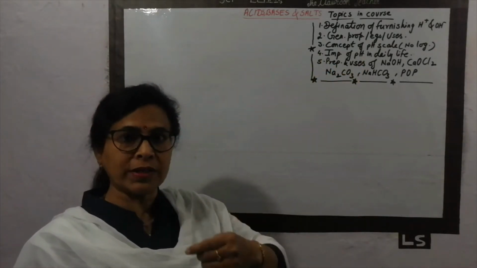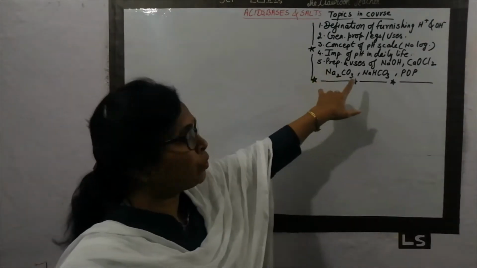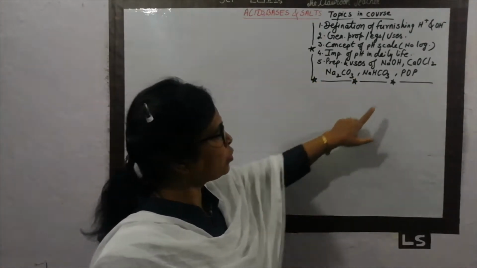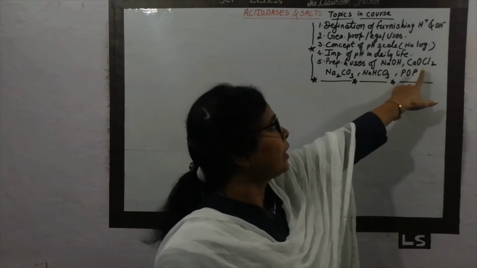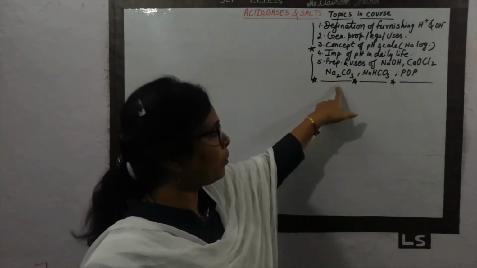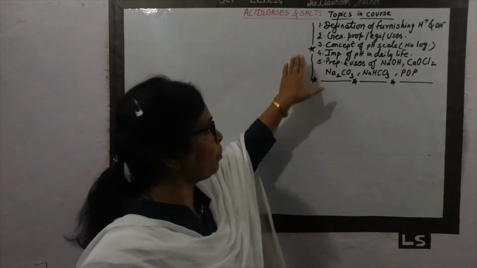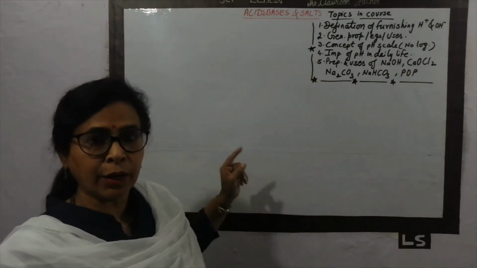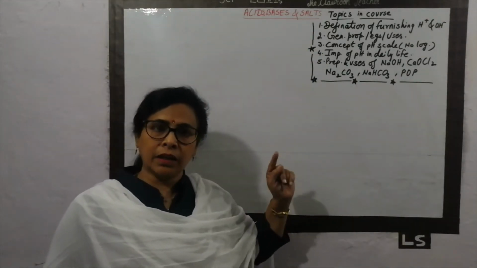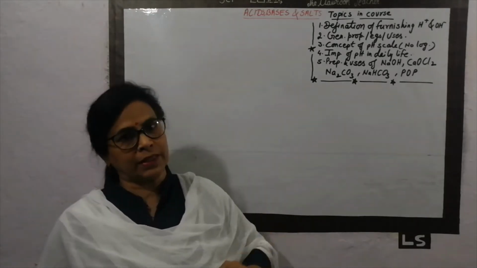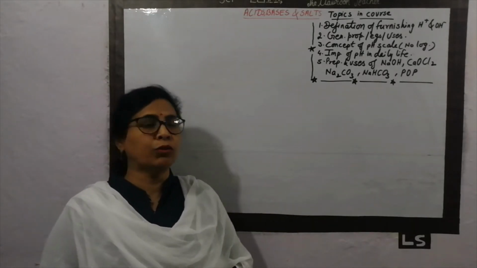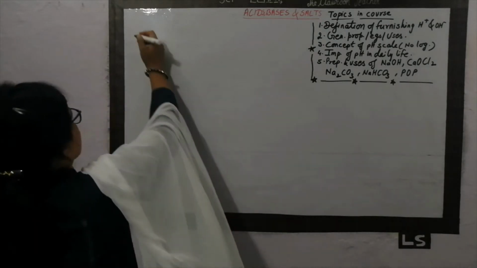Few important points are there. Then the preparation and uses of some salts, like sodium hydroxide, calcium oxychloride, sodium carbonate, sodium hydrogen carbonate and plaster of Paris. So these are all the topics from this lesson that you have to study in this academic year. Okay, now let's move to the first topic, the acids.